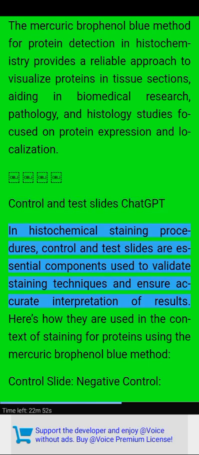In histochemical staining procedures, control and test slides are essential components used to validate staining techniques and ensure accurate interpretation of results. Here's how they are used in the context of staining for proteins using the mercuric bromophenol blue method.